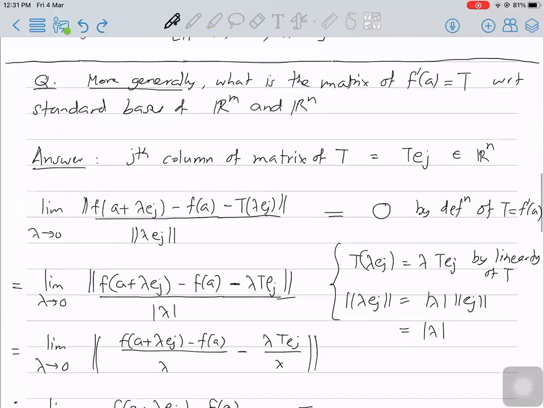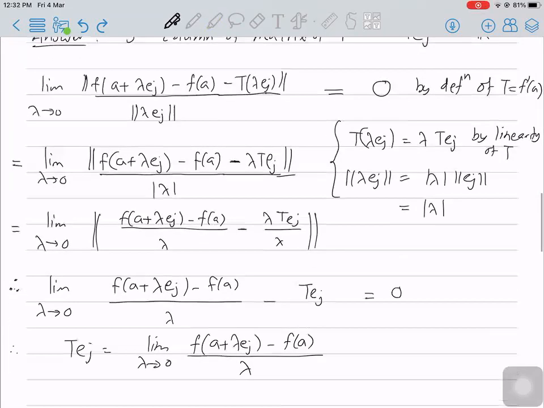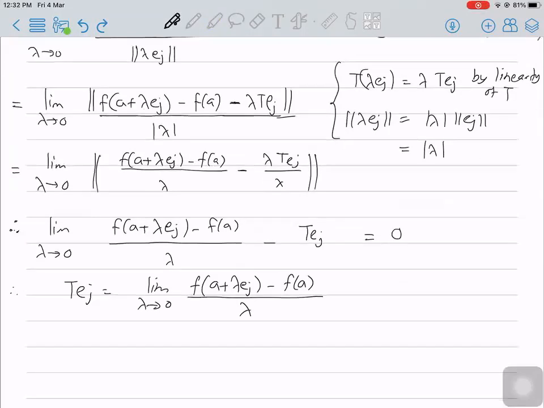So I wanted to write down this matrix, the matrix of the linear operator T, which is the derivative linear operator at a. And I know that the columns of this matrix are just T applied to e_j. So T applied to e_j, I found a formula for this. But this should be a familiar formula. What is this? It is the jth partial derivative of f.